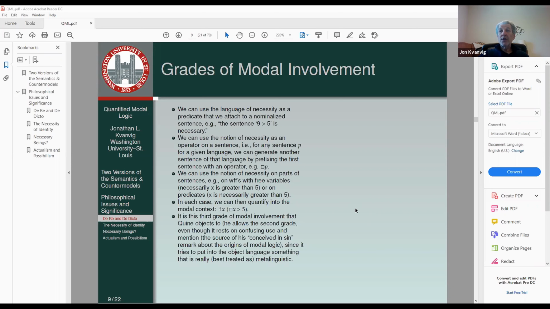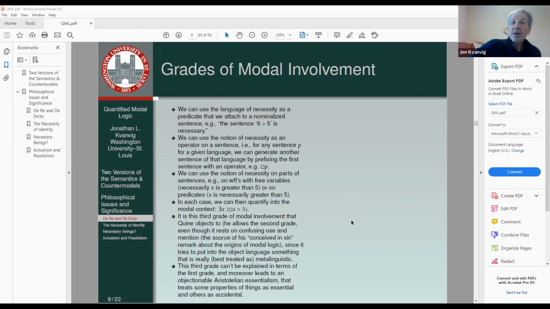The fact that people get confused by use and mention sometimes is very serious, but sometimes it's just something that you could fix relatively easily, which is, of course, what we can do with standard first order theory. We just eliminate the confusion, and then develop first-order theory without any problems. The same thing is true here. We can just eliminate the confusion between use and mention, introduce the boxes and the diamonds as operators in a new formal language, and nothing problematic arises because of that. But you can't explain the third grade of modal involvement in terms of the first grade.